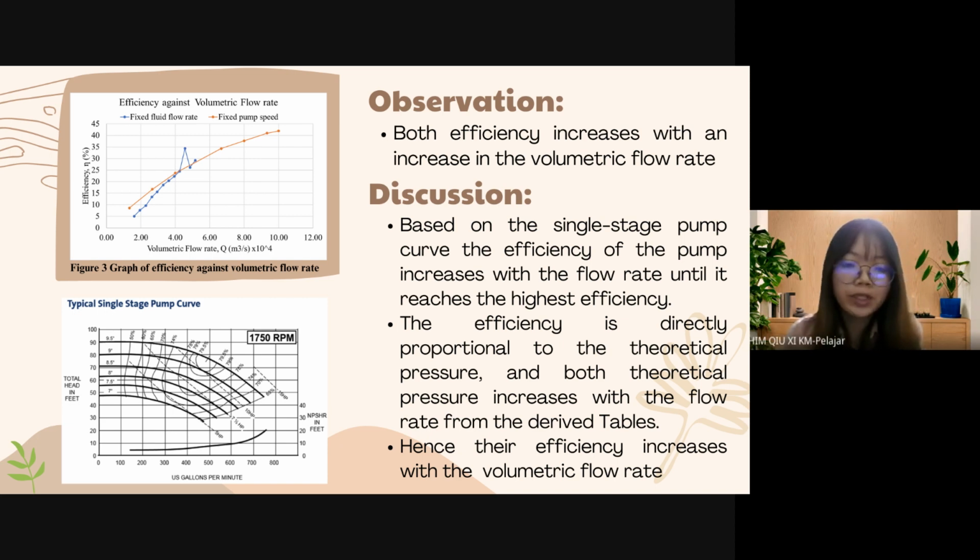The graph here shows the relationship between efficiency and volumetric flow rate for two cases. Based on the graph, we observe that both efficiencies increase with the increase in volumetric flow rate. So it could be said our experiment results are consistent with literature values, because based on the single stage pump curve below, the efficiency of the pump increased with the flow rate until it reached the highest efficiency. So the efficiency is directly proportional to the volumetric flow rate before it reached the highest efficiency.